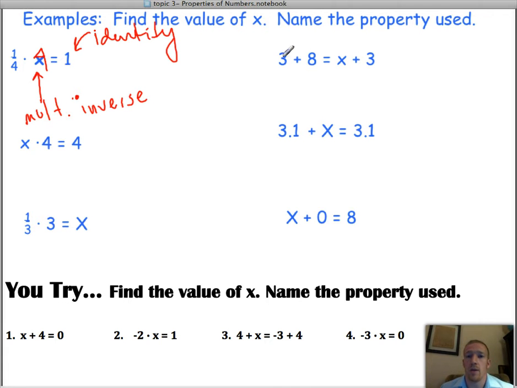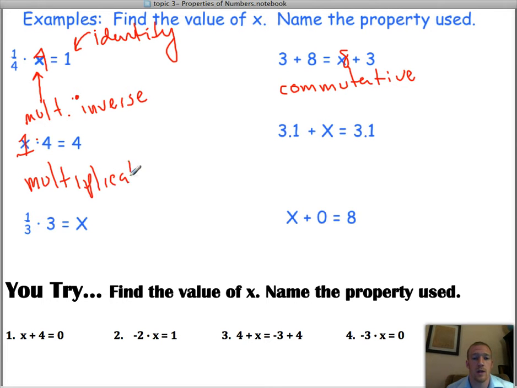So what is this? We have 3 plus 8 and x plus 3, and these have to be equal. So we know this has to be an 8. But if 3 plus 8 equals 8 plus 3, this is the commutative property. That's when the numbers can travel or change places and still give you the same result. So what times 4 equals 4? Well, since it's multiplying, we have the multiplicative identity, right? You multiply an identity or do an identity to a number, you get that number back. So it's multiplicative identity.